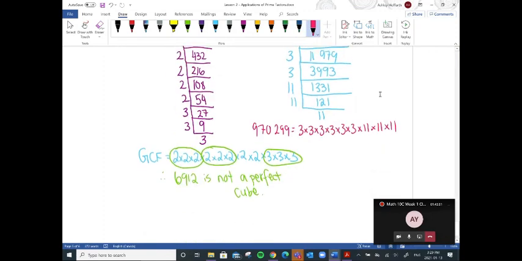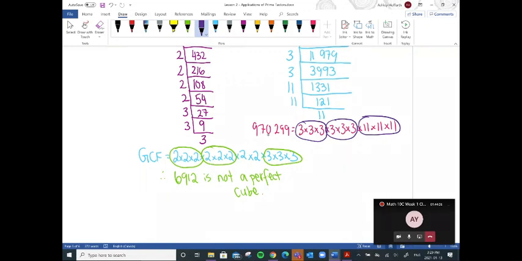Okay, so let's see if we can group all of these in 3s. So I got 1 group of 3 3s, 2 groups of 3 3s, and 1 group of 3 11s. So that works out perfectly, which means 970,299 is a perfect cube.